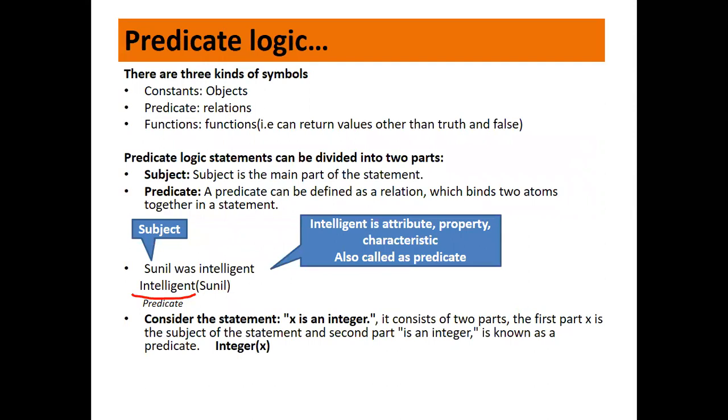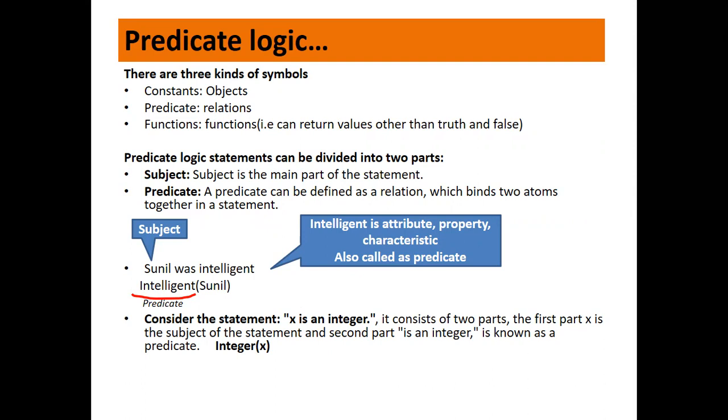Now, there are three kinds of symbols used in predicate logic. We have constants, which are objects. Then relations, which are called predicates, and functions, which can return values other than true or false. Now, predicate logic statements can be divided into two parts: the subject and the predicate, or you can even call it object and predicate. Subject is the main part of the statement, and predicate can be defined as the relation which binds two atoms together in a statement.